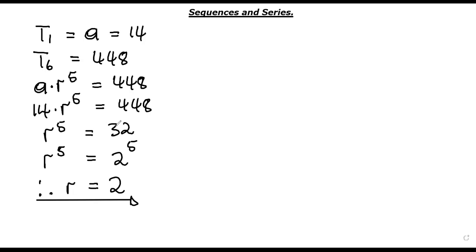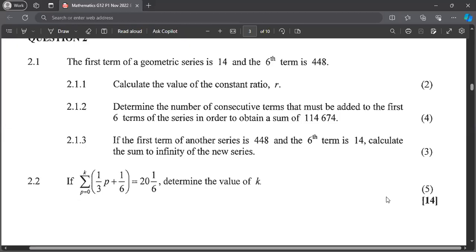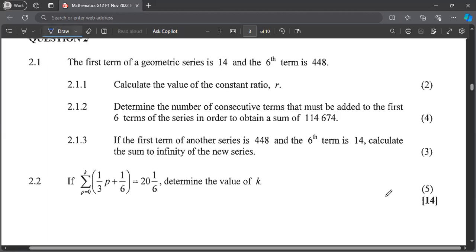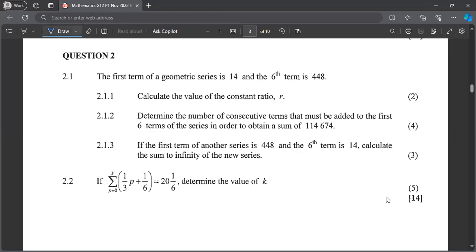So let's see what the next question says. It says, determine the number of consecutive terms that must be added to the first 6 terms of the series in order to obtain a sum of 114,674. Do you see that?